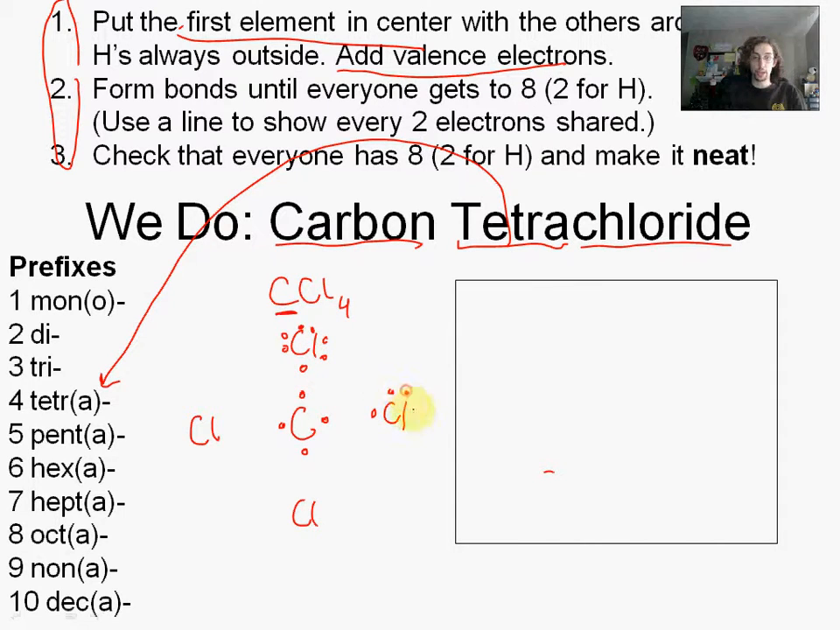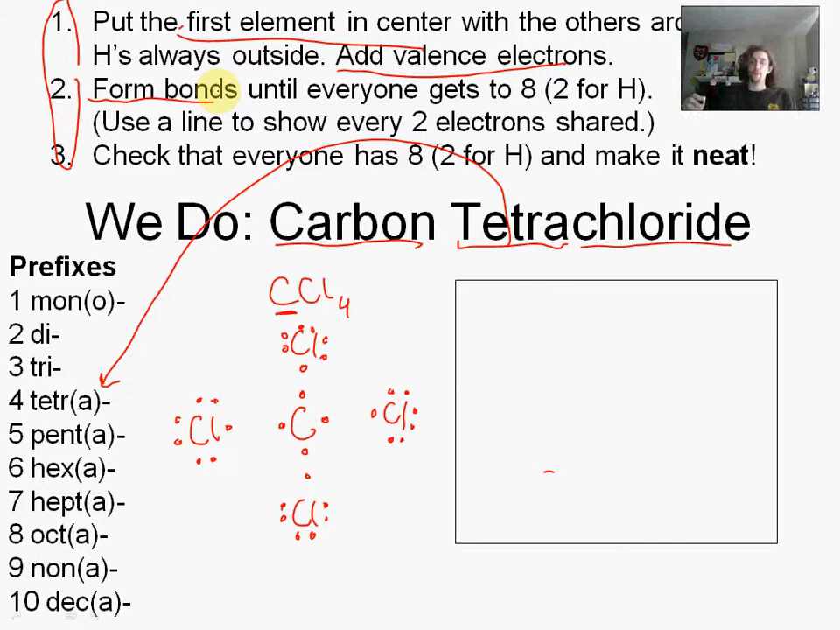Now notice I put each chlorine on either the top, left, bottom, or right. It makes things a little bit neater if you keep it in those positions. And notice each chlorine I've drawn a little bit differently. I've drawn the unpaired electrons facing the center, and that just makes things a little bit easier for my second step where I'm actually forming bonds.